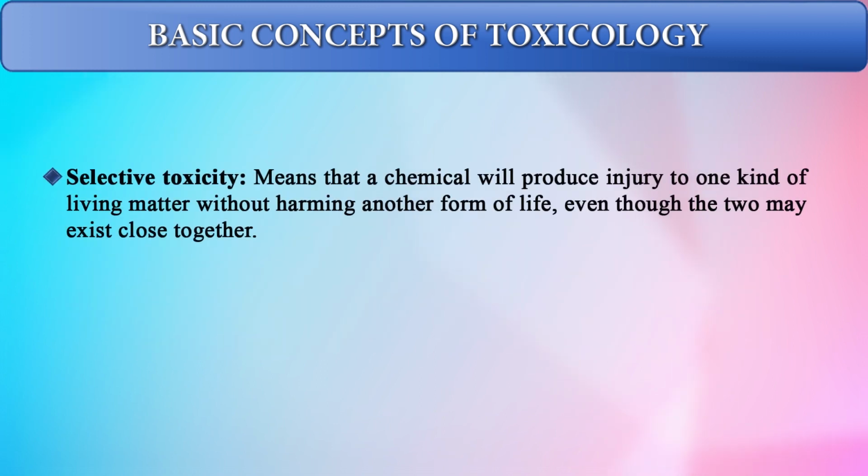Selective toxicity. This means that a chemical will produce injury to one kind of living matter without causing any toxicity to another form of life, even though the two may closely exist with each other. This is often seen in plant species. There can be a chemical and the plants may be placed very close to each other, but one plant will survive the effect, while the other plant will not be able to cope with that adverse effect and dies in the process. That is selective toxicity.